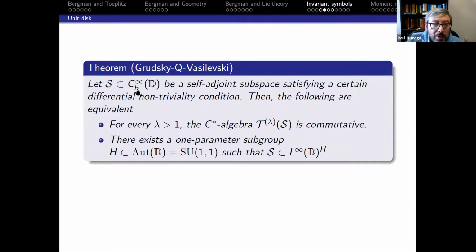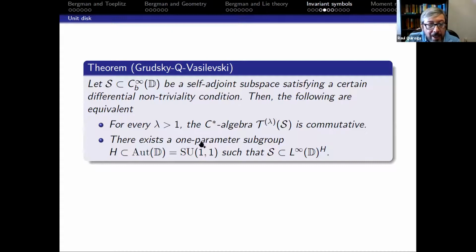Consider smooth symbols that are bounded, a self-adjoint subspace, so it's closed under conjugation, satisfying some differential non-triviality condition. There has to be enough non-trivial behavior of the partial derivatives up to order 3. It's kind of technical, but not very difficult, so I won't write it. Then the C-star algebra is commutative, generated with these symbols.